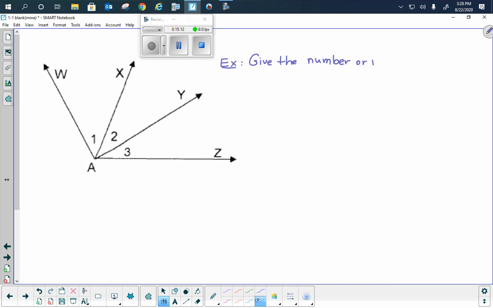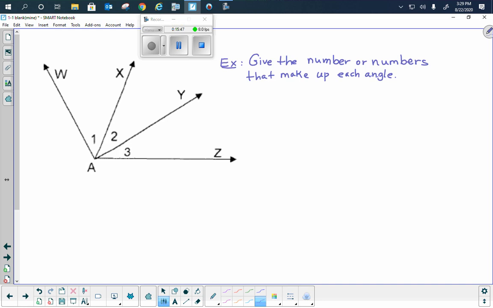My board likes to do that once in a while, so I'm not quite sure, but try to use just my index finger. Seems to make it work better in the corner. So give the number or numbers that make the angle. Actually, I should say, let's say make up each angle.